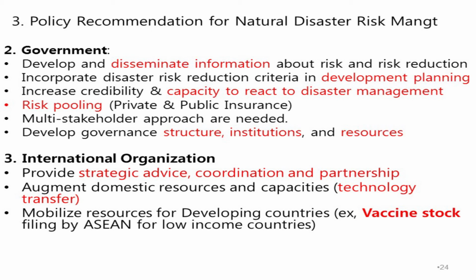Another point is for international organizations such as ASEAN. They need resources and capacity for knowledge transfer, because some developing countries don't have the resources and technology to handle natural disaster situations properly. So coordination and partnership are important. A small example is stockpiling of vaccines. If there is a disease outbreak, ASEAN can send vaccines or other pharmaceutical products so that the outbreak can be contained within the region.